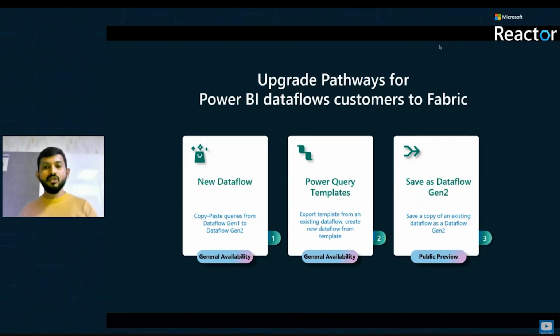The second option is using the PQ template. With just one click, you can export your dataflows as a PQT file from your Power BI dataflows or Excel, and then you can simply create a new Dataflows Gen2 in Fabric, use the import from Power Query template option, and bring in the exported file. All your queries are automatically copied in and moved.